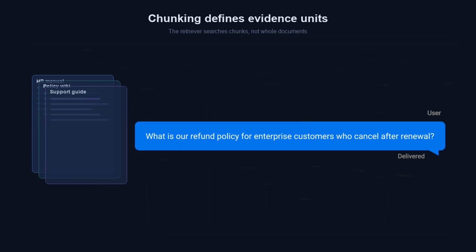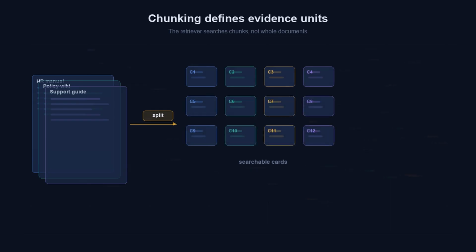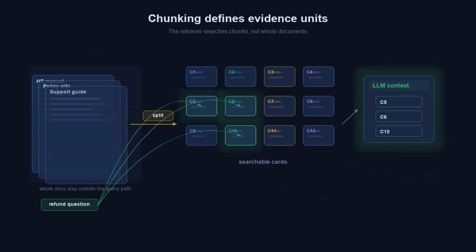The LLM does not read the entire document collection. That would be too expensive and slow, right? So the RAG uses retrieval. First, the system searches for relevant pieces of text. It gives those pieces to the LLM, and then the LLM writes the answer.